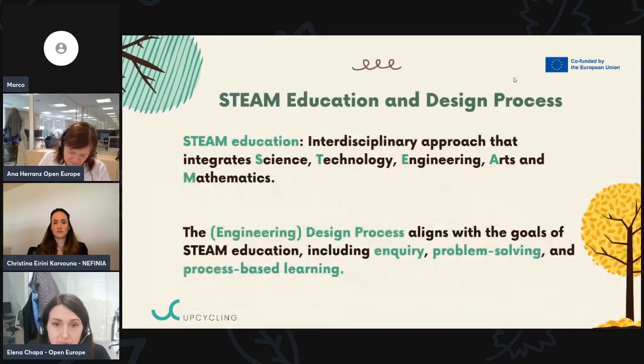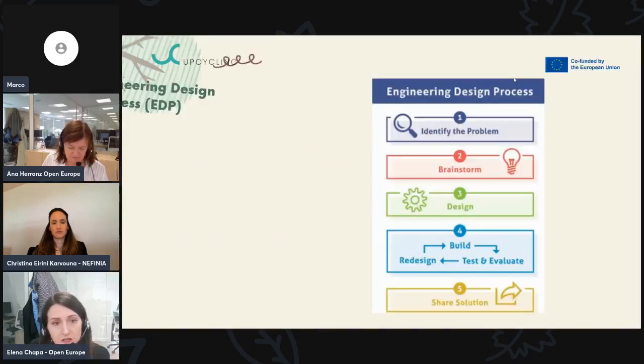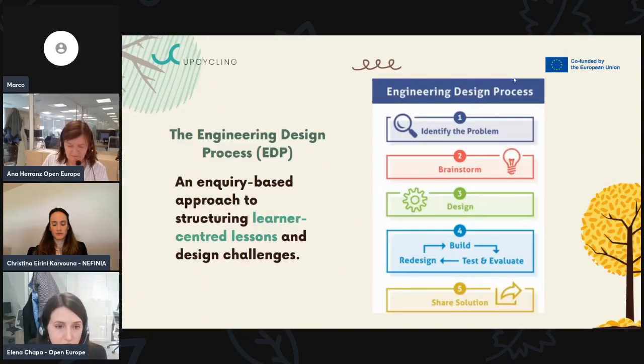So I'm going to skip this, but the engineering design process also aligns with the goals of STEAM education, which, if I'm speaking to teachers, you are all aware of this approach, which involves science, technology, engineering, arts, and mathematics. Again, a process-based learning approach. These are the steps of the engineering design process: identifying the problem, brainstorm, design, build.